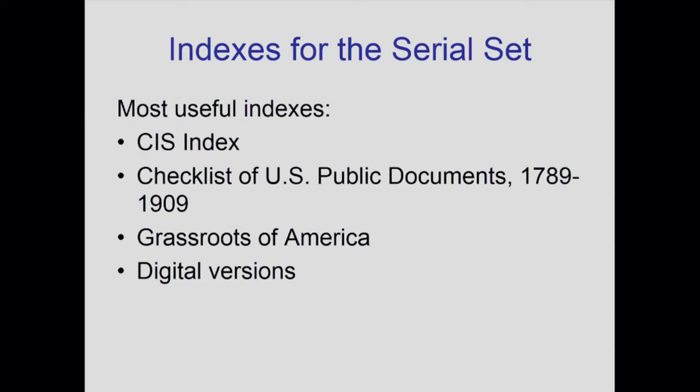So how do you find information in the serial set? Before we take a look at some of the examples of these things, these are some of the most useful indexes. There's the CIS index, the checklist of U.S. public documents 1789 to 1909, also known as the 1909 checklist, Grassroots of America, and the digital versions.